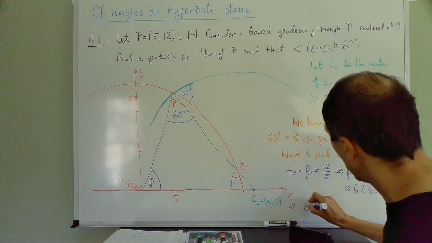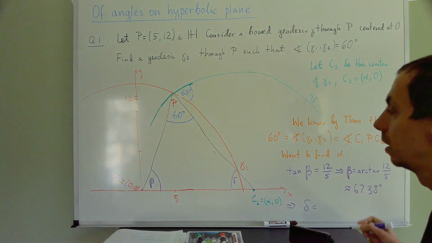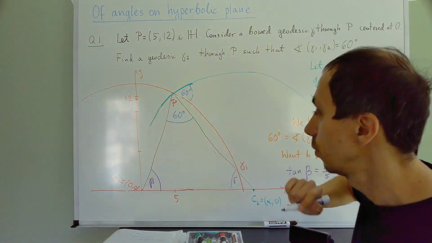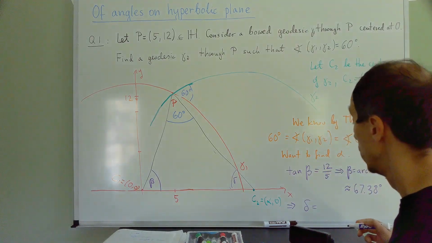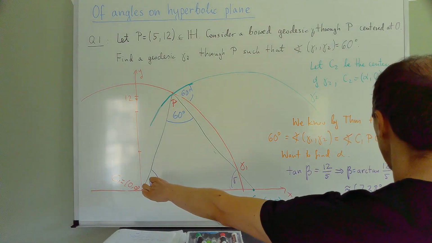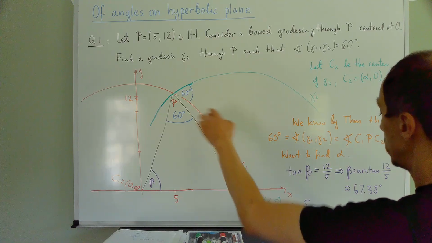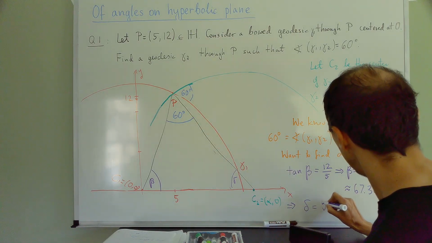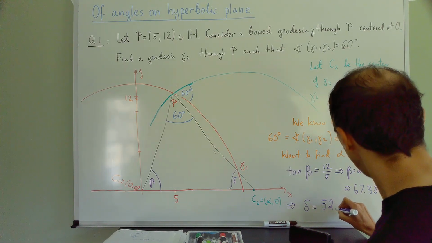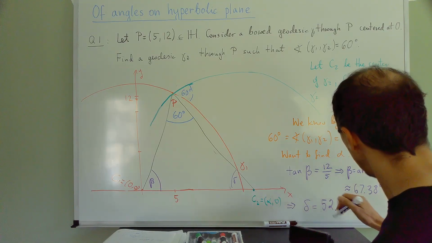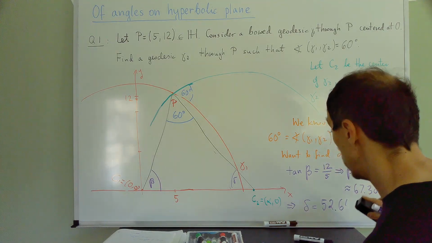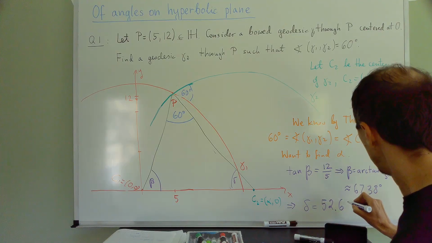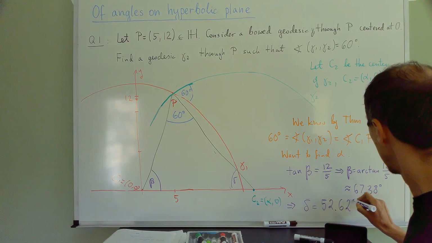So delta is, well, this is a Euclidean triangle, so the sum of the angles is 180. If this one is 67.38 and that one is 60, then delta will be 52.62 degrees.